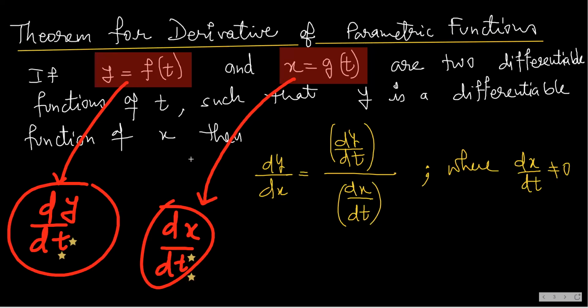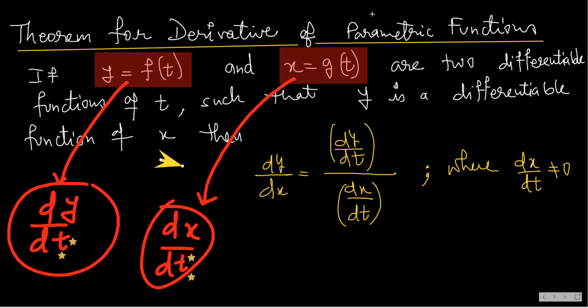I want the derivative of y with respect to x. So what I would do is this. The theory says that you differentiate y with respect to t, as y is a function of t. Then you differentiate x with respect to t, as x is also a function of t. And then for dy by dx, you divide dy by dt by dx by dt.